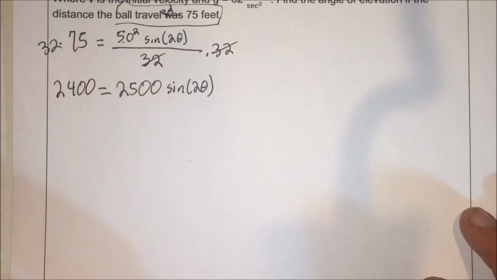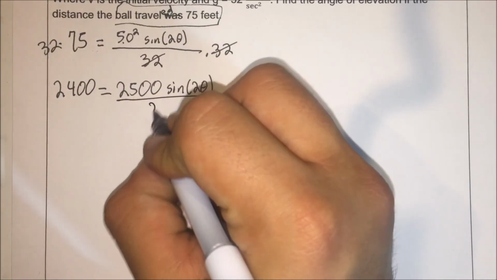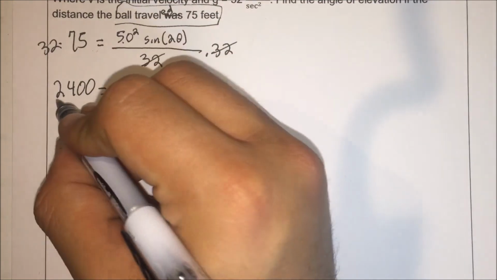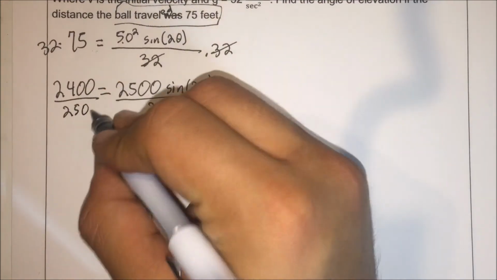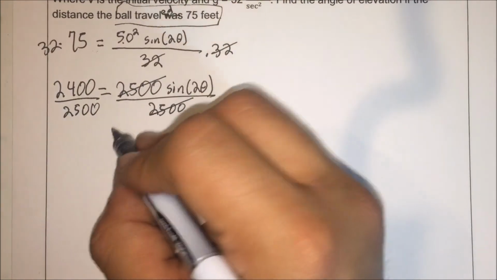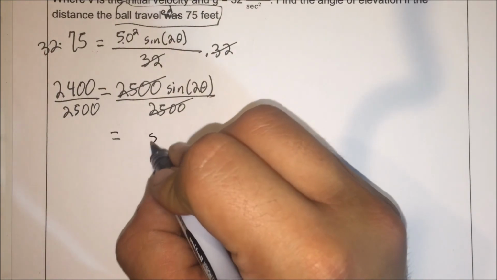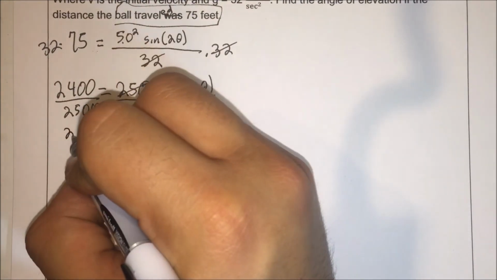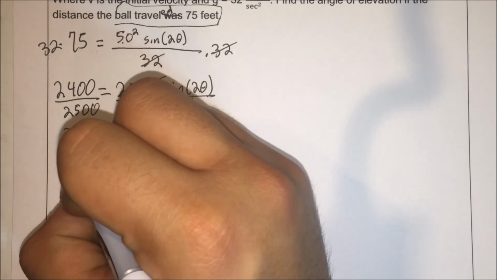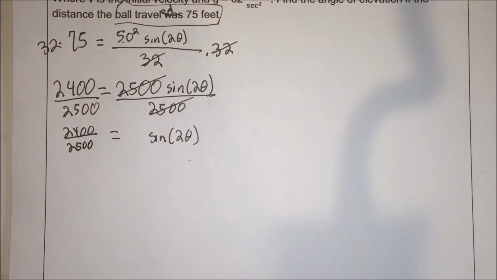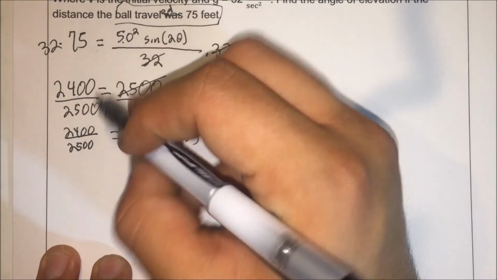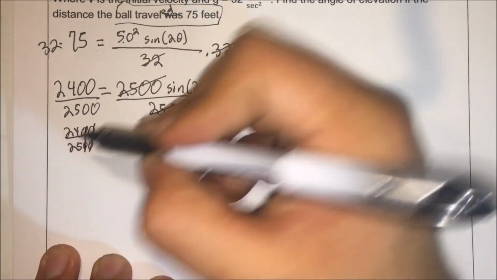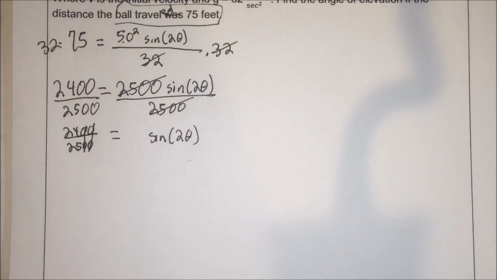Okay, so again, let's isolate that trig expression. Let's divide both sides by 2500. This will cancel. We get that sine of 2 theta is equal to 2400 over 2500. We can simplify that because you'll notice there are concurrent zeros in the top and bottom, so that would just be 24 over 25. Makes it a little simpler for us later.